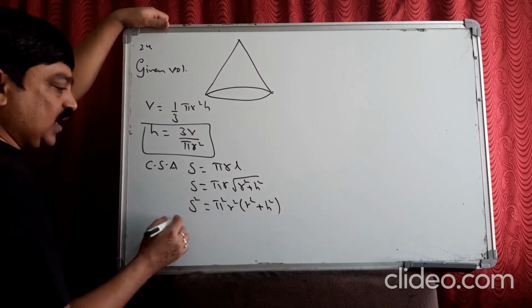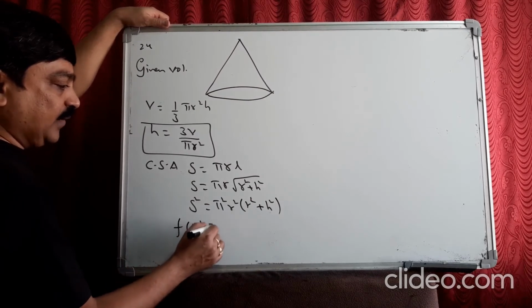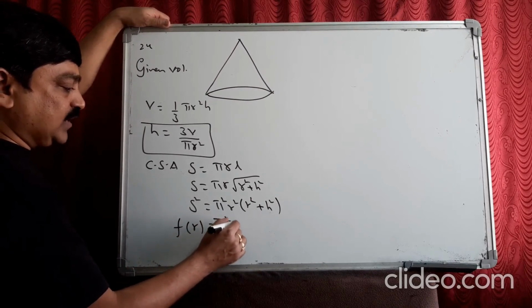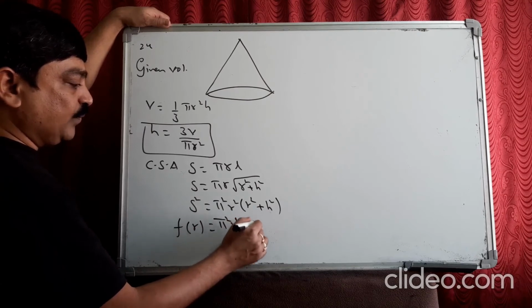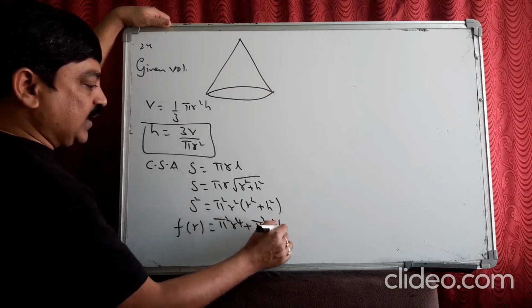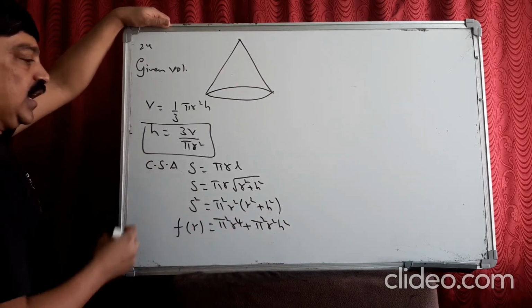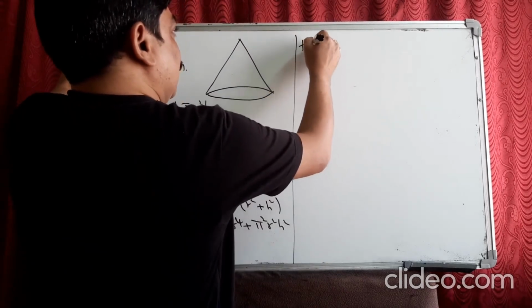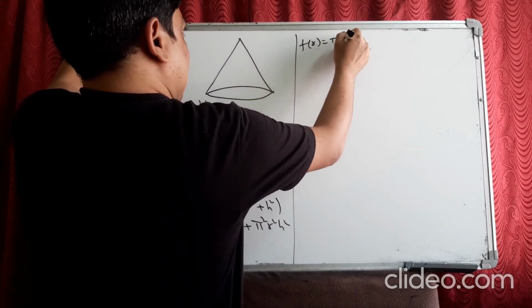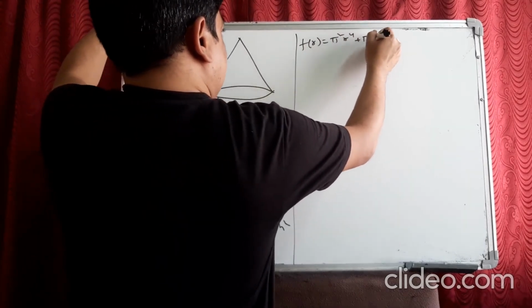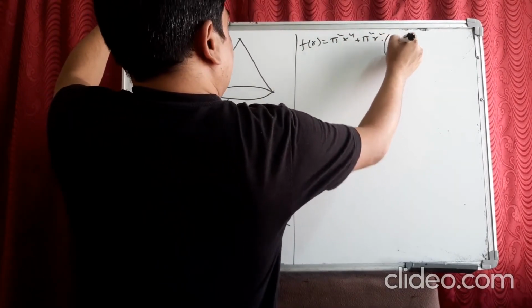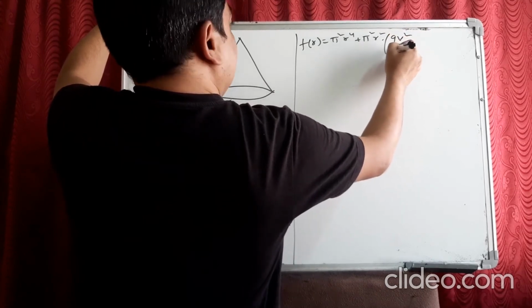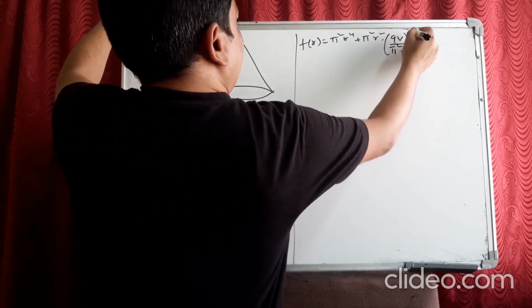And you can take it as f of r. When you send it inside, it becomes pi square r power 4 plus pi square r square h square. Instead of h, I write this. It becomes f of r is equal to pi square r power 4 plus pi square r square, and instead of h square, it becomes 9V square by pi square r power 4.